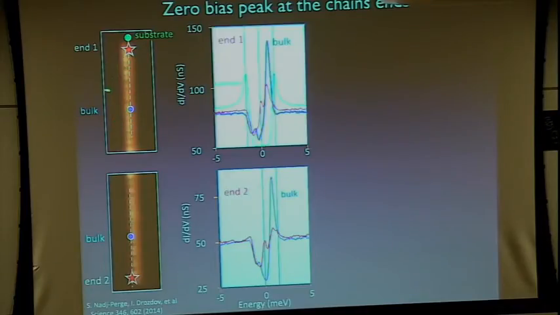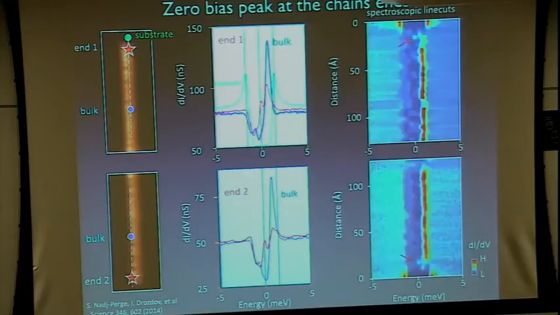But the key thing we observe is that as you go to the end of the chain on either side, here at this end or at the other end, you see this very clear zero bias peak in the middle of the signal, the forest of Shiba states, coming out just at the very end of the chain. Now let me show you that signal in a slightly different way.